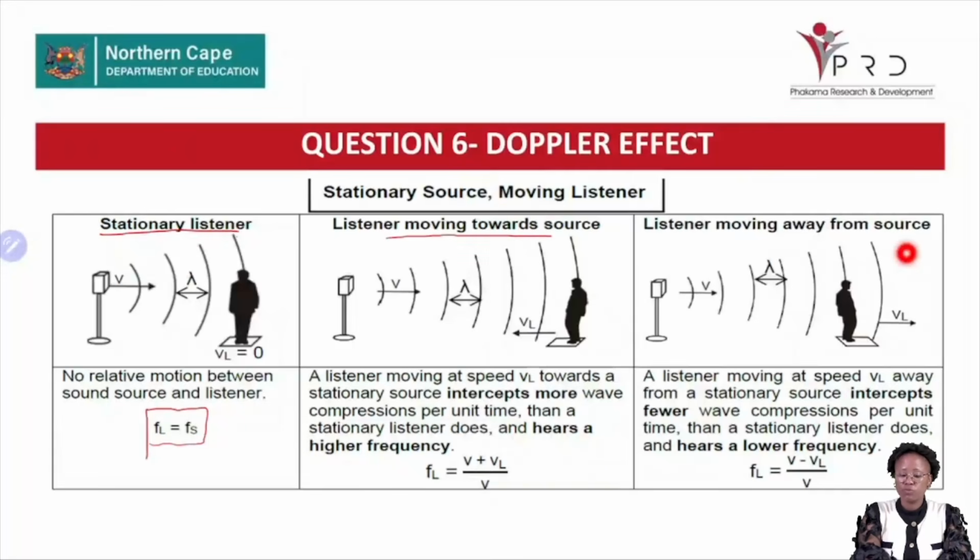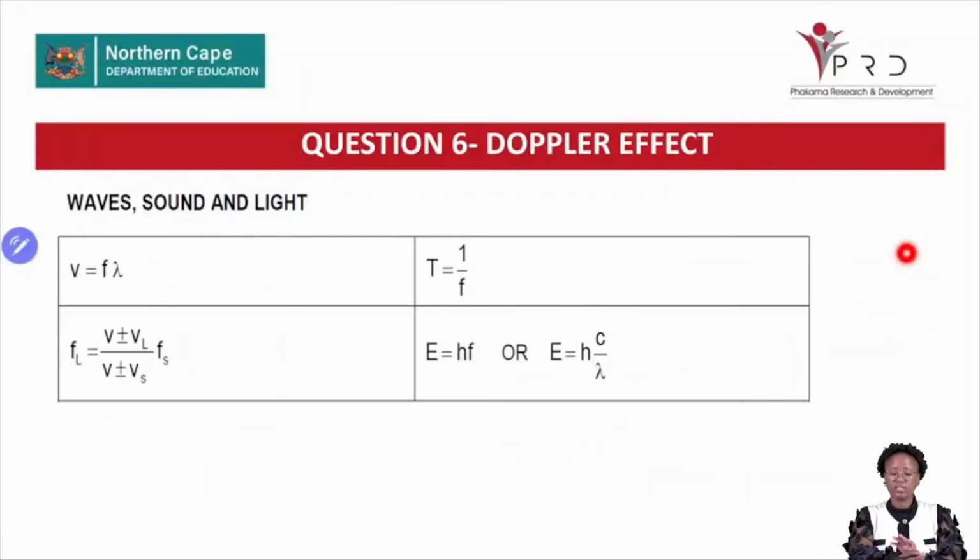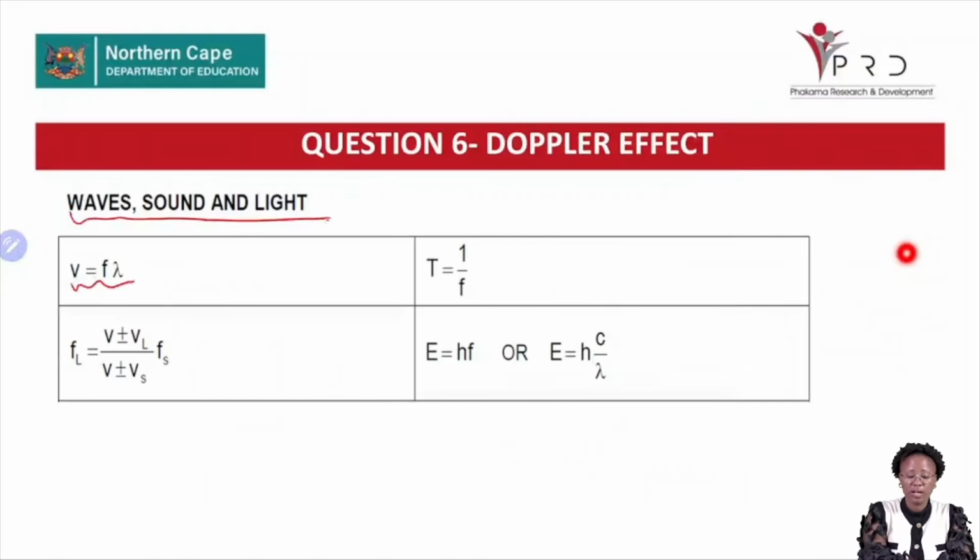But when the listener is moving towards the source, we've already said that the wavelength decreases and the frequency increases. And when the listener is moving away from the source, the wavelength increases and the frequency decreases, as the speed remains the same. Very much important to remember that. Now, these are the formulas you need to look for. They are under waves, sound, and light on your data sheet. We have the formula I was talking about, which is a very nice formula to play around with. We also have the formula of the period and the frequency, which is also from grade 10. Very much important to look into that.